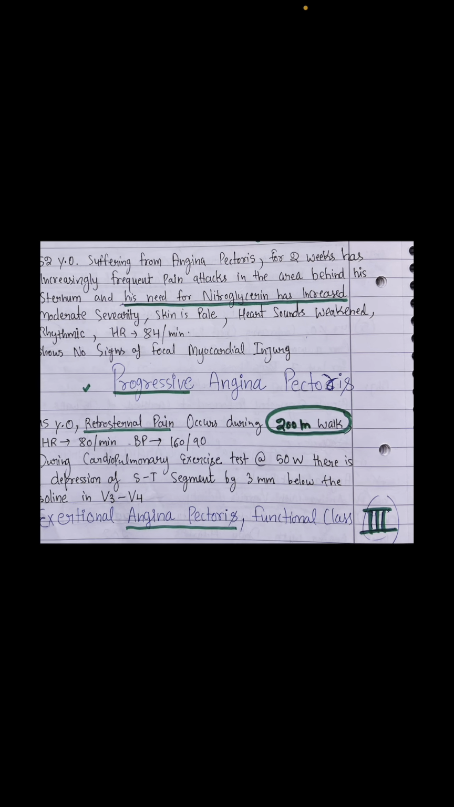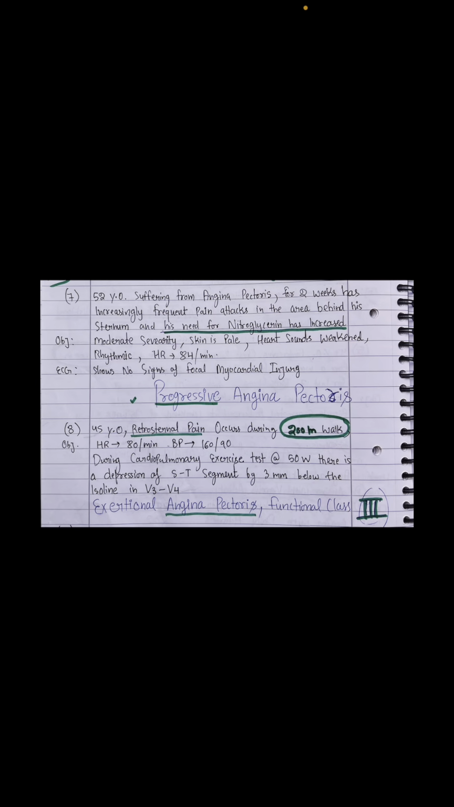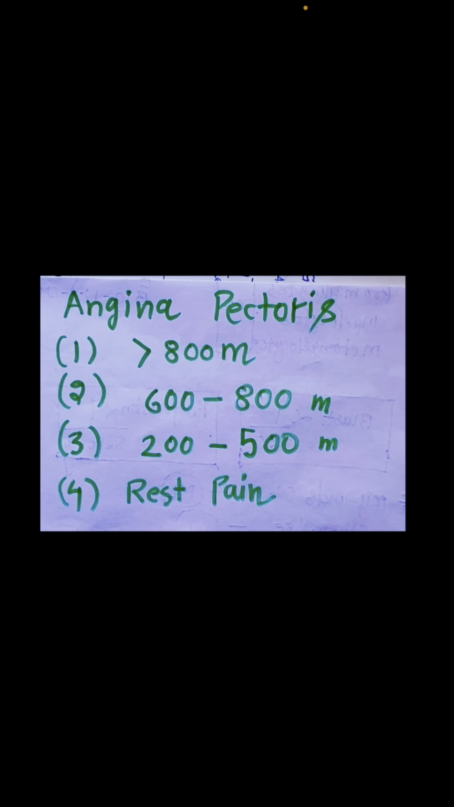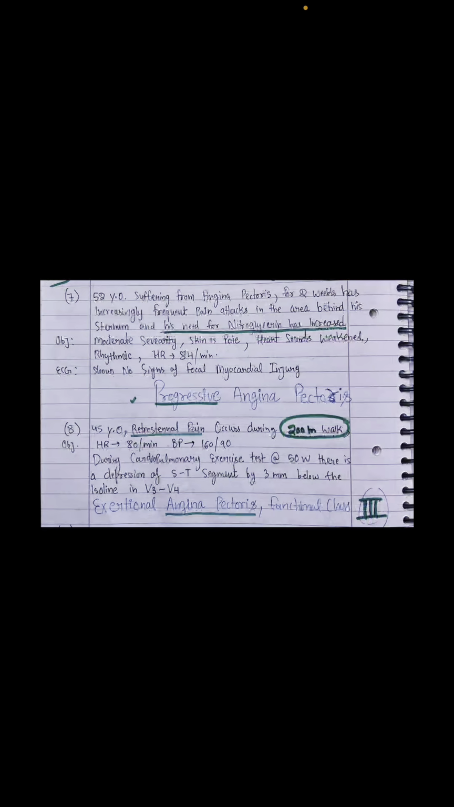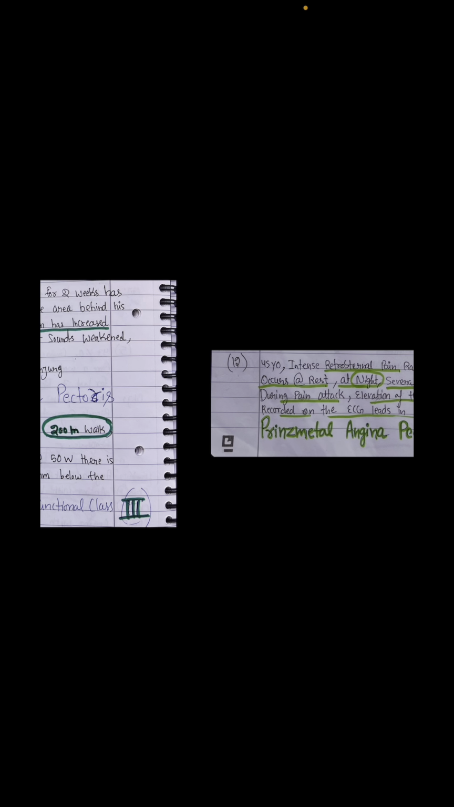The next patient is able to walk 200 meters. Remember our classification: 200 meters of walking, according to the Krok questions, is the third category. So it is exertional angina pectoris or exertional stenocardia, functional class 3.